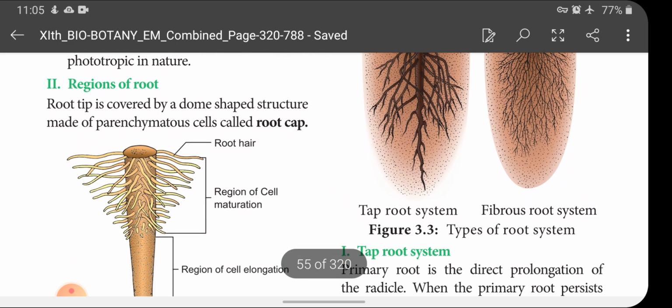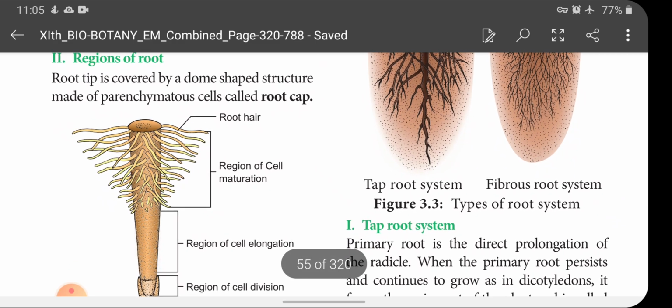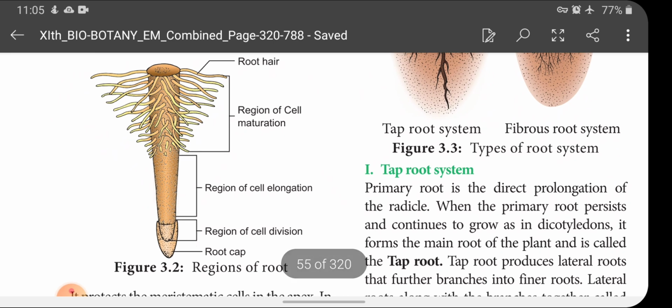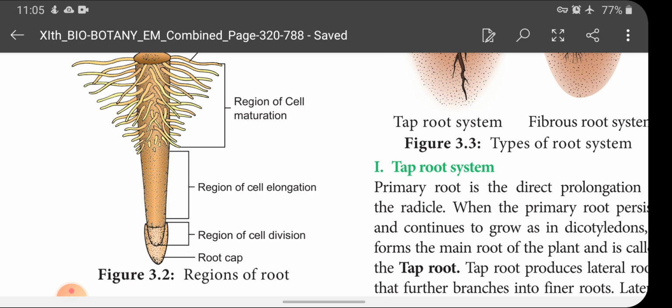Next, regions of root. It is an important 5-mark question. Please bracket it. First I will explain with this diagram. You see children, the root consists of 3 regions.